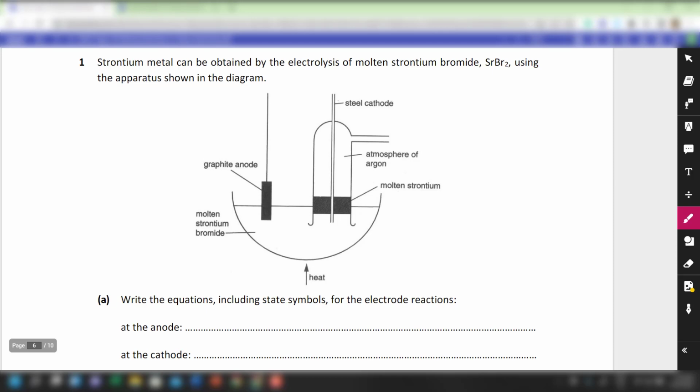Do take note of the keyword molten here, because molten means that strontium bromide is in the liquid phase, it is not in the aqueous phase. If you think about it incorrectly, then you will predict the wrong product at the anodes and the cathodes. So in molten strontium bromide, there are only two ions. One is strontium 2 plus in the liquid phase, the other one is bromide in the liquid phase.